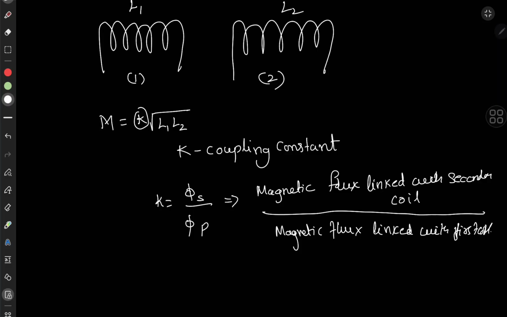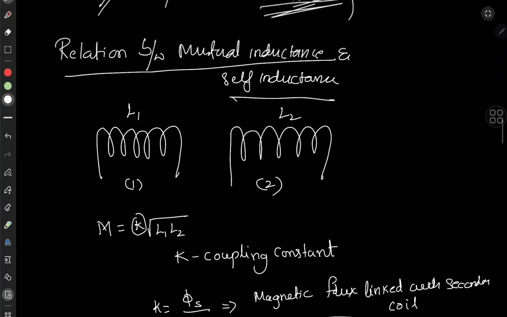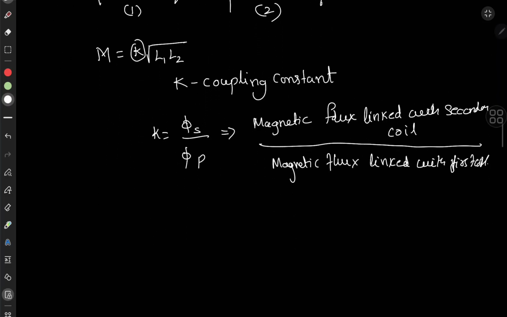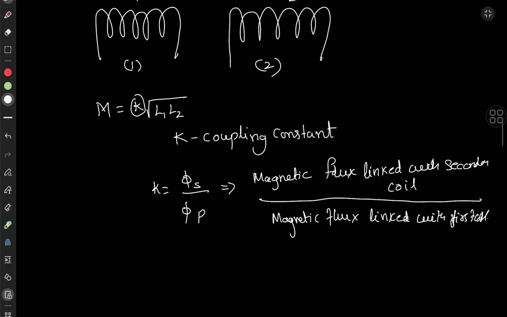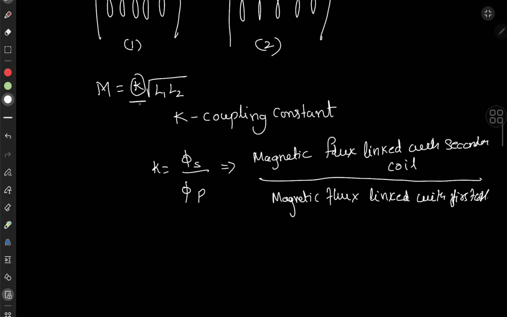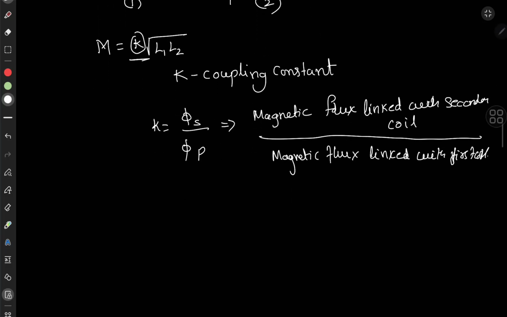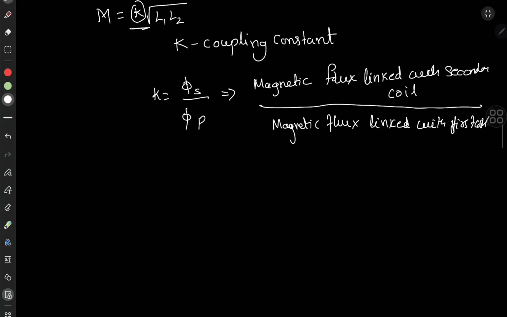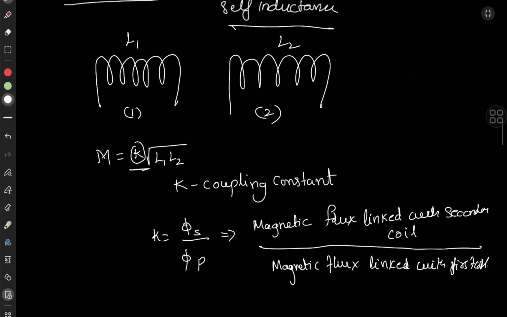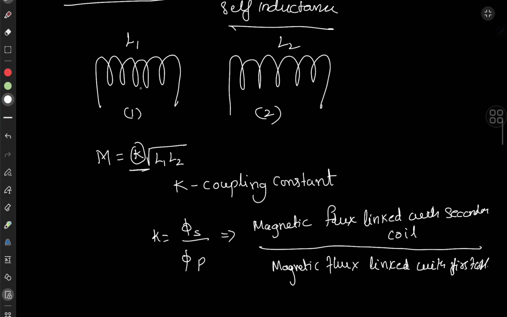Okay, so this is going to be called one more method to calculate the mutual inductance, by knowing the self-inductance value only. But when the K value is going to be more and when it is going to be least, that is very important. So what is the meaning actually? How much flux is linked with the second coil will be given by this coupling constant.